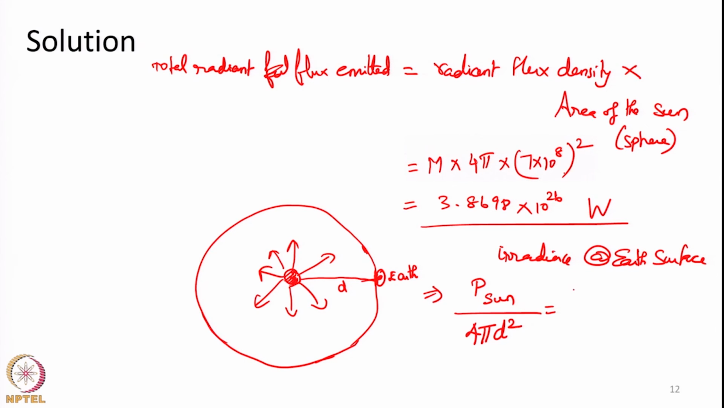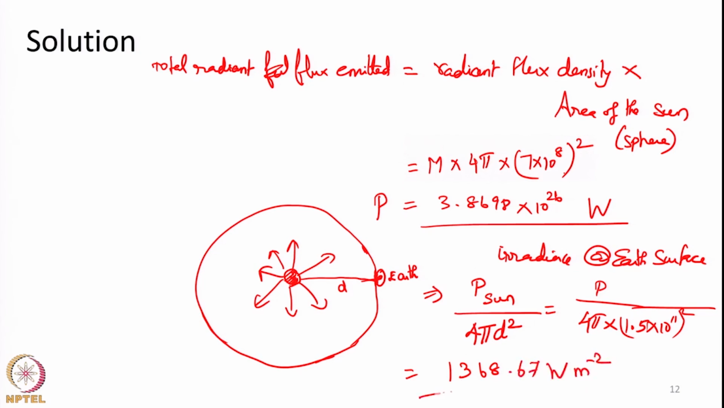So, if you divide this power P by 4 pi d square, that is P divided by 4 pi into d, which is 1.5 into 10 power 11, whole square. If you do this, we will get 1368.67 watt per meter square. Again the unit becomes watt per meter square, because again we are converting the total power into power per unit area at that particular distance.